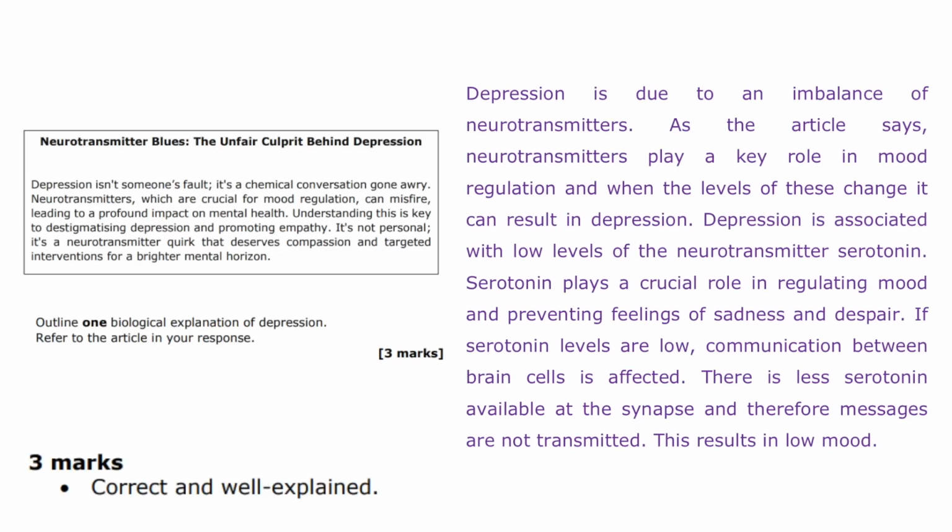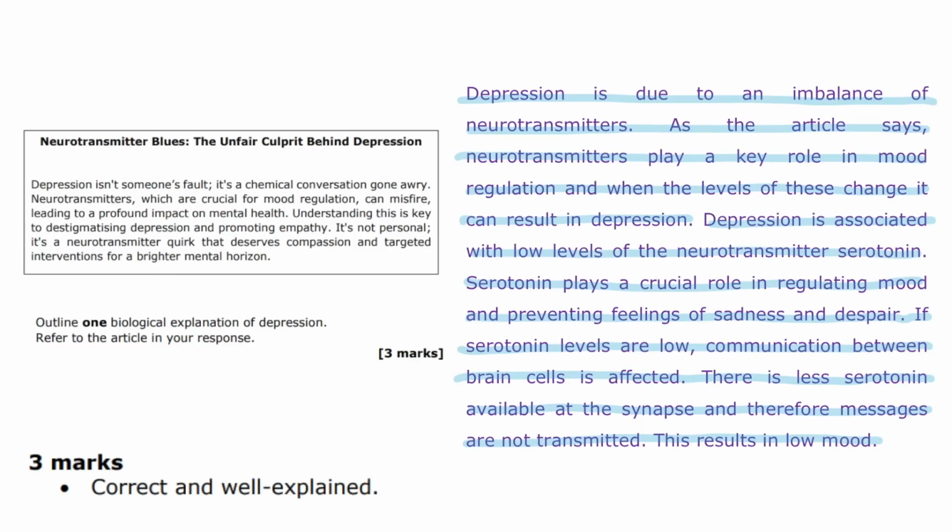Here is the model response. Depression is due to an imbalance of neurotransmitters. As the article says, neurotransmitters play a key role in mood regulation, and when the levels of these change, it can result in depression. Depression is associated with low levels of the neurotransmitter serotonin. Serotonin plays a crucial role in regulating mood and preventing feelings of sadness and despair. If serotonin levels are low, communication between brain cells is affected. There is less serotonin available at the synapse, and therefore messages are not transmitted. This results in low mood.